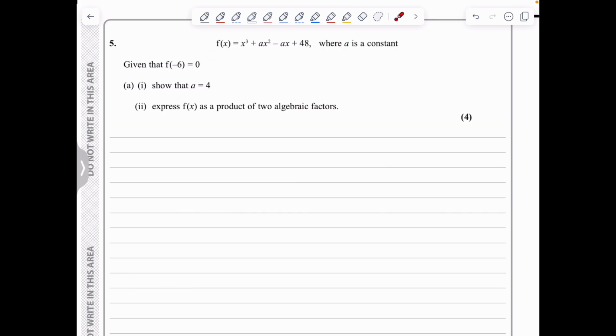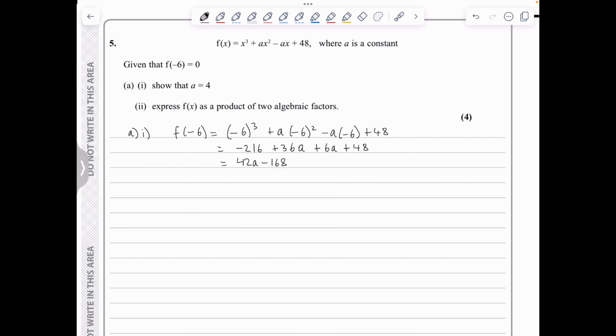In question 5, we've got this cubic f of x, and we are told that f of minus 6 is 0, and we need to show that a is 4. So we will simply start by evaluating f of negative 6, which is minus 6 cubed plus 8 times minus 6 squared, minus 8 times minus 6 plus 48. So this gives me minus 216 plus 36a plus 6a plus 48, which is equal to 42a minus 168.